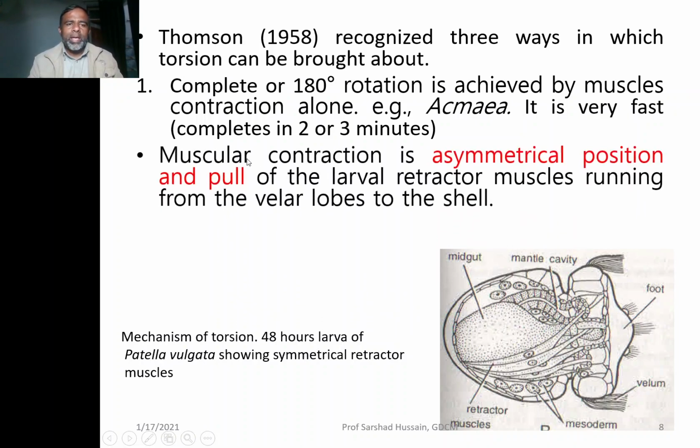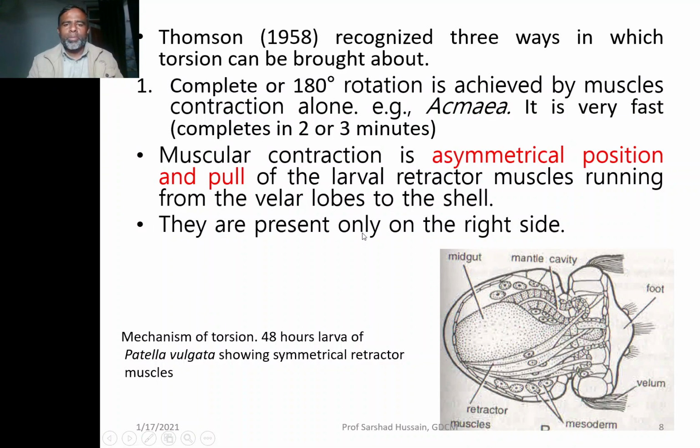What happens, according to him, is that the muscle contraction is an asymmetrical pull. You can see these are the retractor muscles. They are joining the posterior end to the anterior end of the larva. So what is happening over there? The contraction is asymmetrical. That means they are contracting on the right side, not contracting on the left side. Because they are contracting on the right side only, they are bringing the larva to the right side movement.